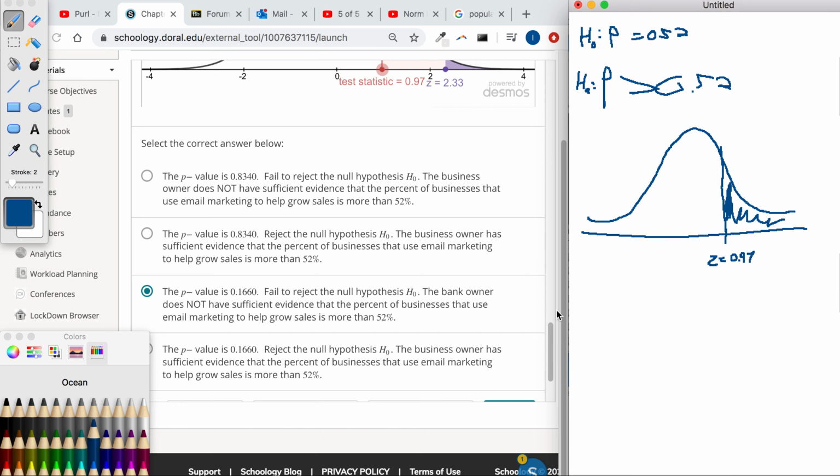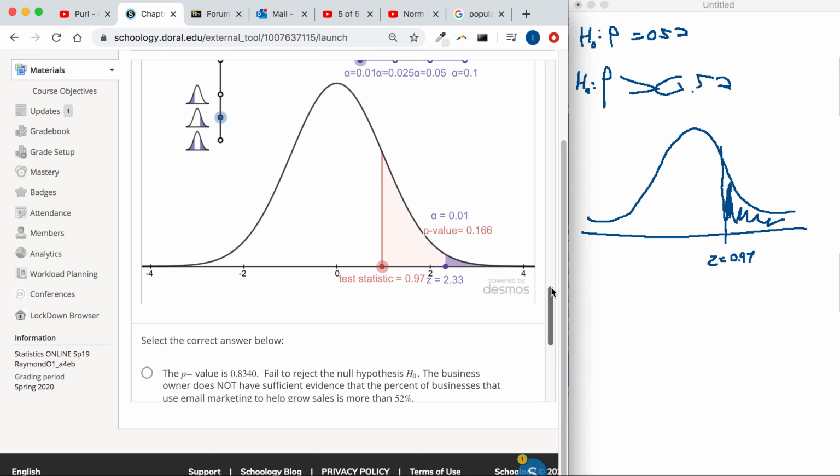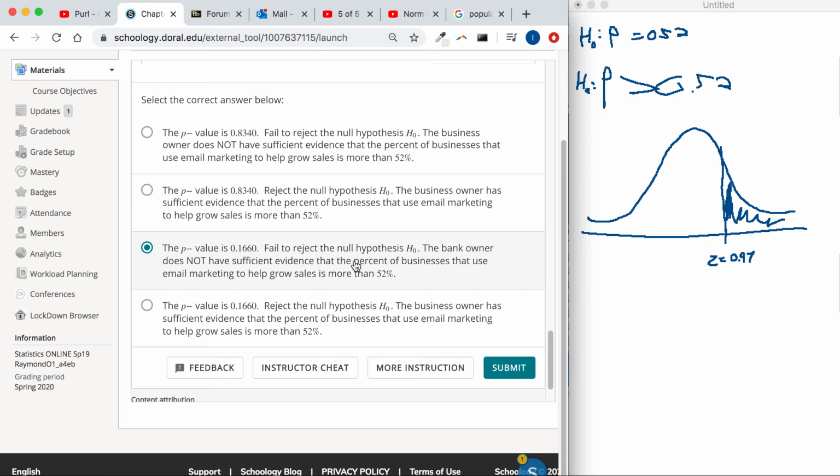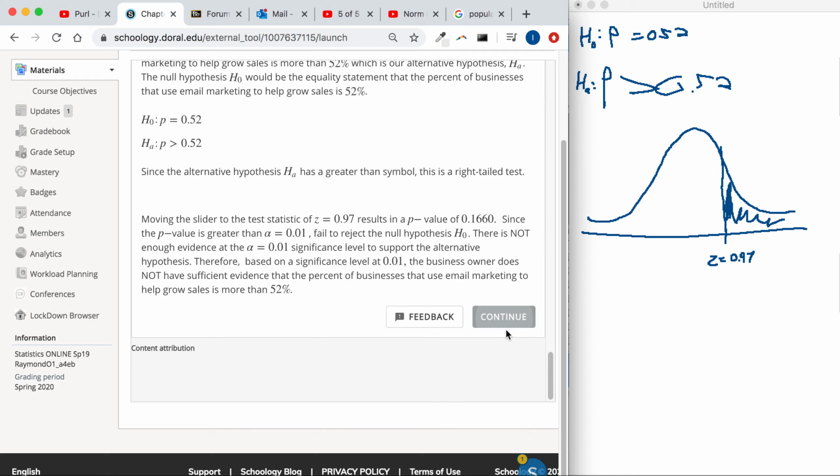Our p-value was high compared to our critical value. Our p-value is high compared to the alpha they gave us. That's what you always want to compare it to. So since it's high, we fail to reject the null hypothesis. Okay, I think that's it for that question.